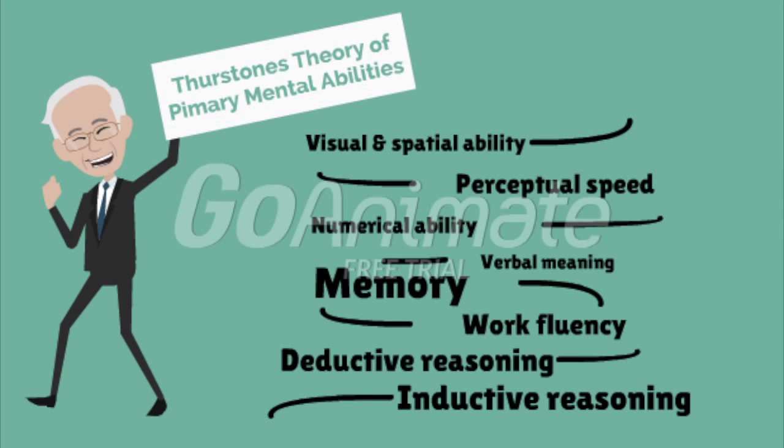Thurstone's theory of primary mental abilities has 8 categories: visual and spatial ability, perceptual speed, numerical ability, verbal meaning, memory, word fluency, deductive reasoning, and inductive reasoning.